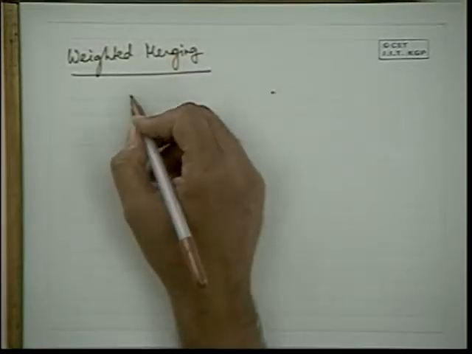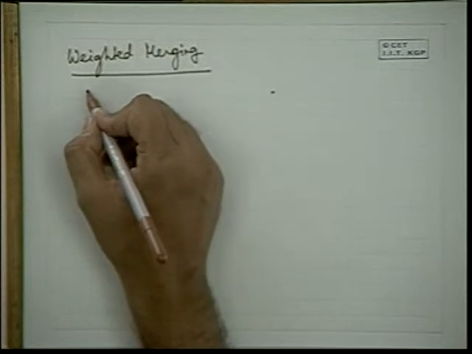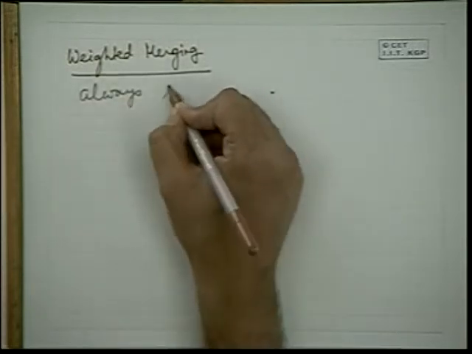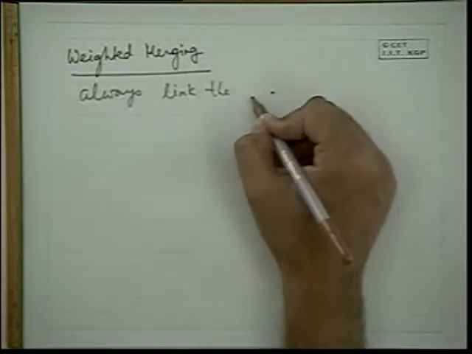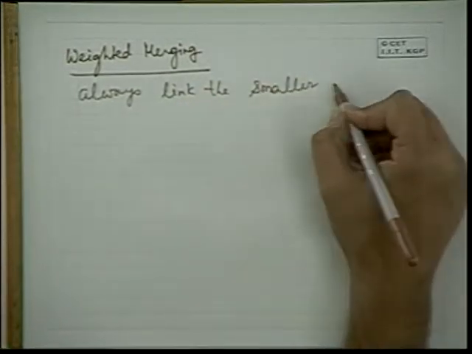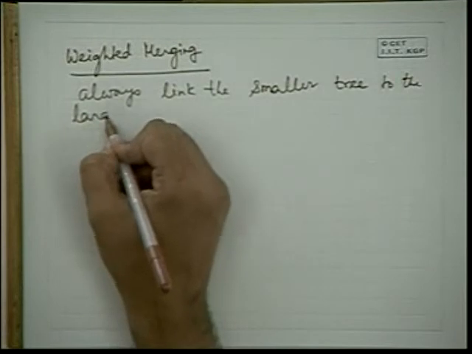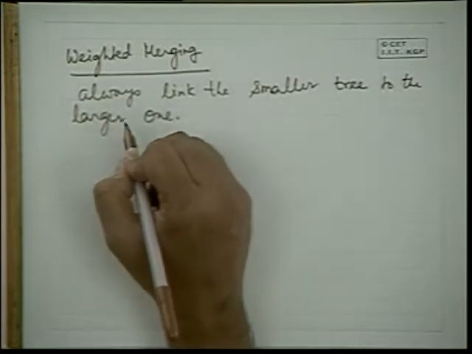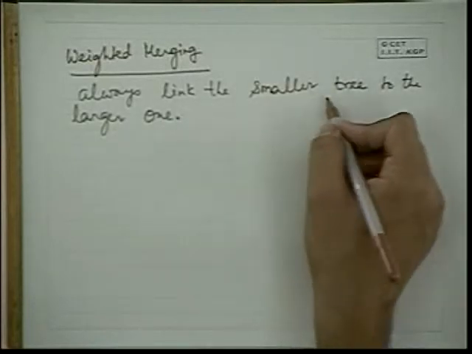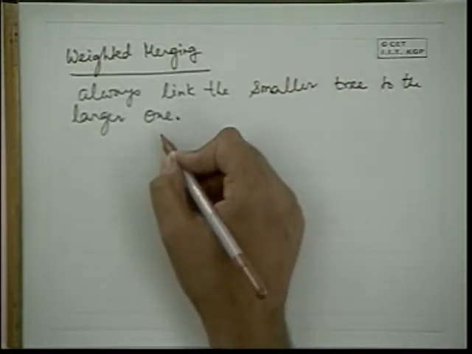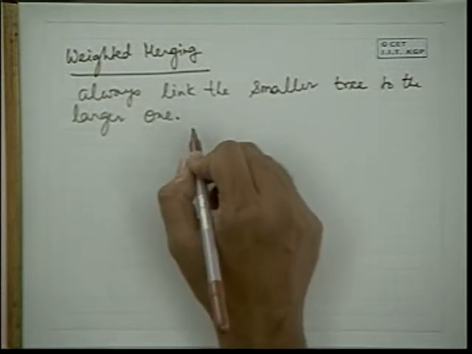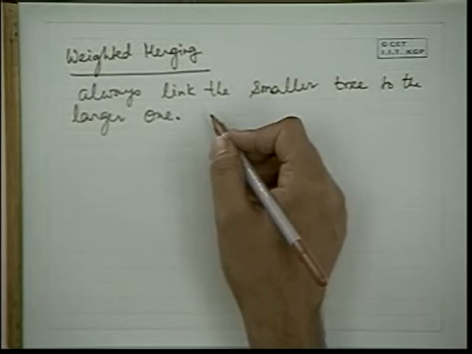So what does it mean? It means always link the smaller tree to the larger one. In the previous example I did not follow this rule, I just arbitrarily linked between the two, but to have a log n height of the tree we have to follow this rule. So what we can do, the size of the tree can be maintained, say, probably at the root. And while merging these two roots, we will just check their size.